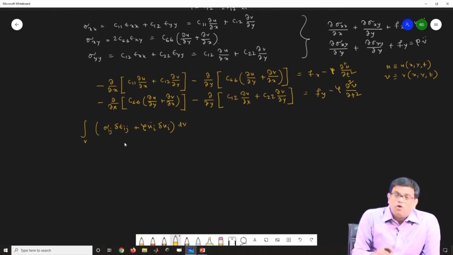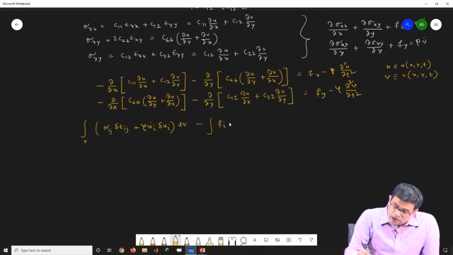That is equal to dV, so this is over the body, and then the body force term. That body force term is Fi. You know there is an integration by parts, so that's why it is like this. Here i is x and y. So that is your delta ui. It is similar to the way we did it for the two-dimensional problem. So the integration is over the volume.